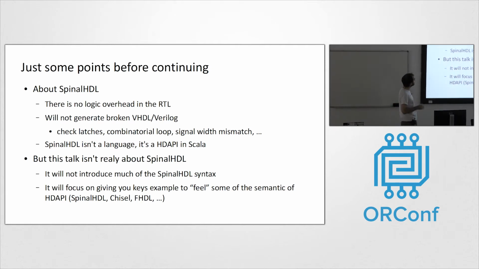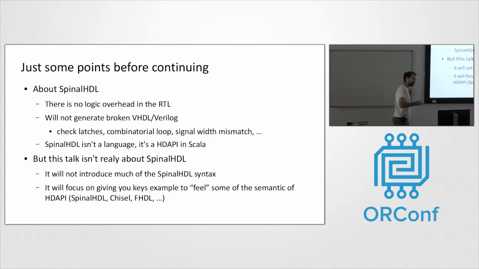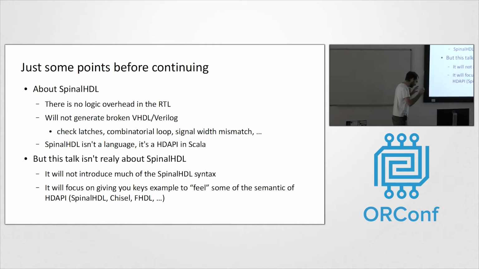Sorry about this. First, there is no logic overhead in the generated RTL, because everything is explicit. You say I want a gate, you will get a gate. There is no magic, no black magic. It will not generate broken VHDL or Verilog, because it does a lot of checks over your netlist. It checks that you don't have latches, no combinatorial loops, no signals with width mismatch. So it's kind of an integrated lint tool inside SpinalHDL to make sure that your generated netlist is safe to use, safe to synthesize, safe to simulate.